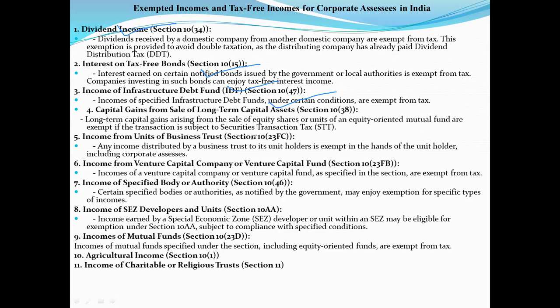Income from units of a business trust. The trust's main aim is serving the society, serving its members, so whatever income is received by them is tax exempt. Income from venture capital company. Till now nobody has done the business; I am setting up the team, I want to launch a new product. Whatever income I receive is tax exempt.